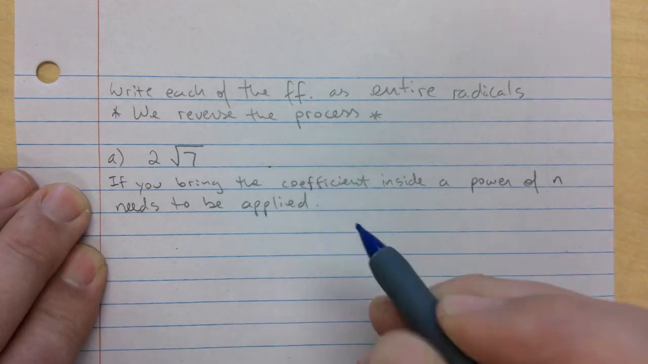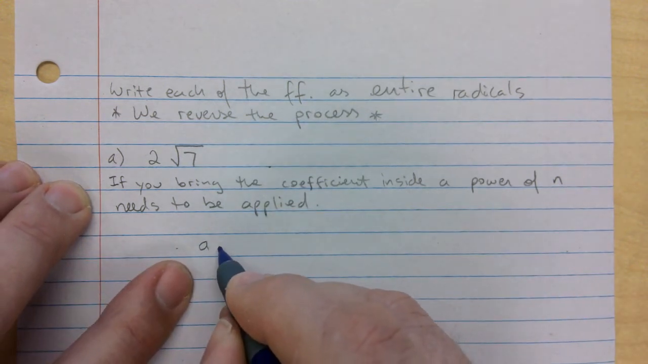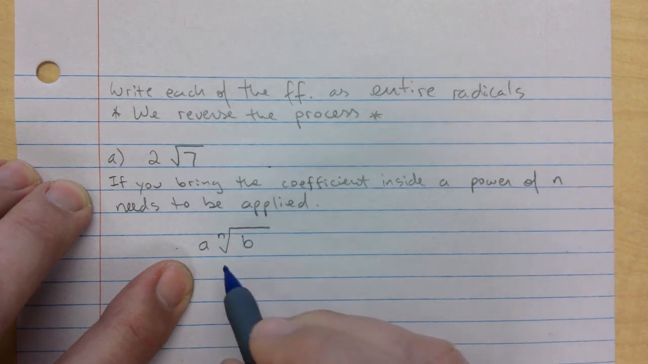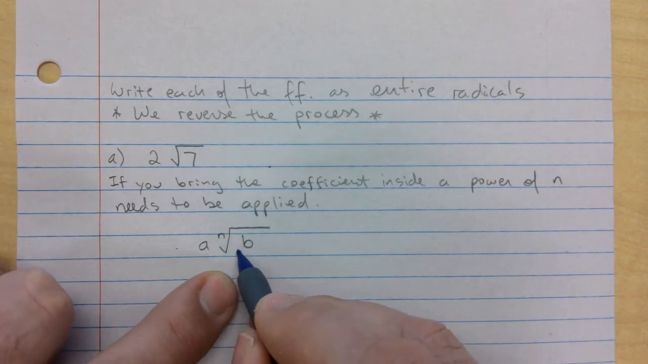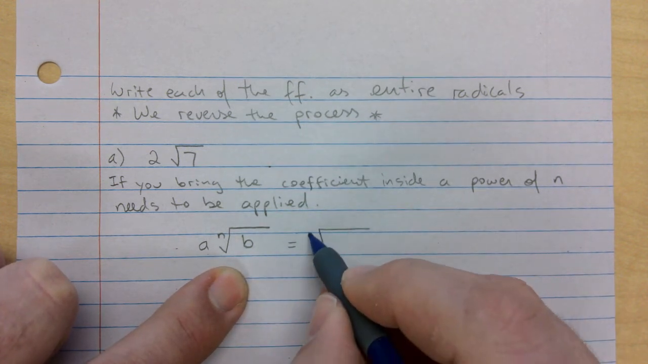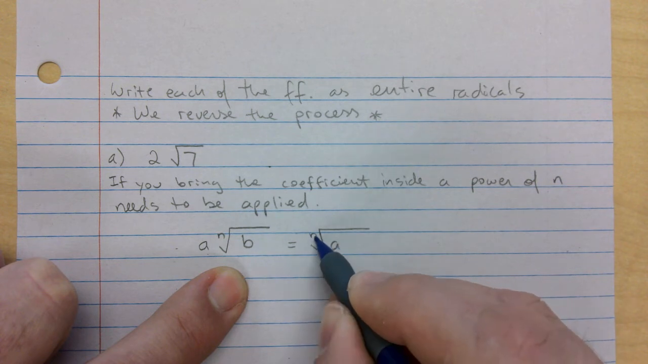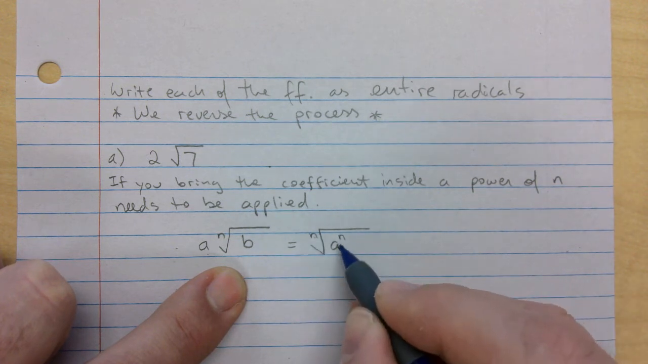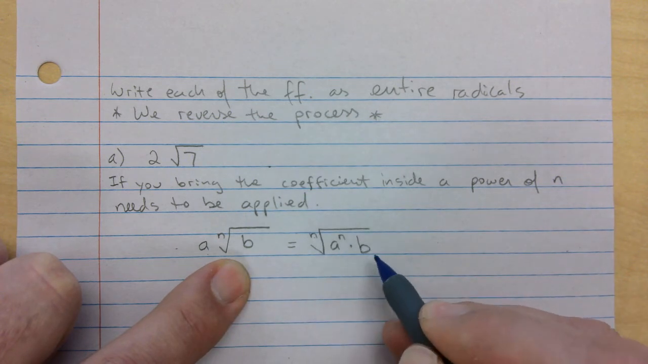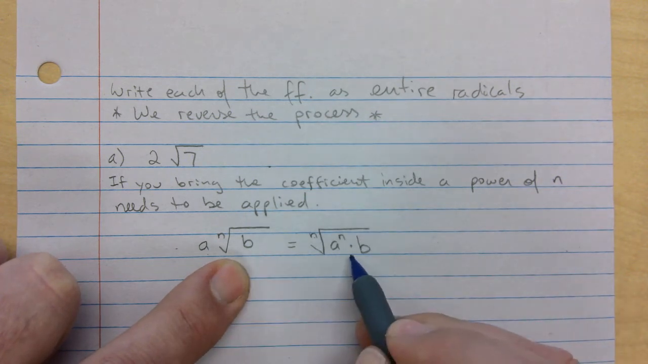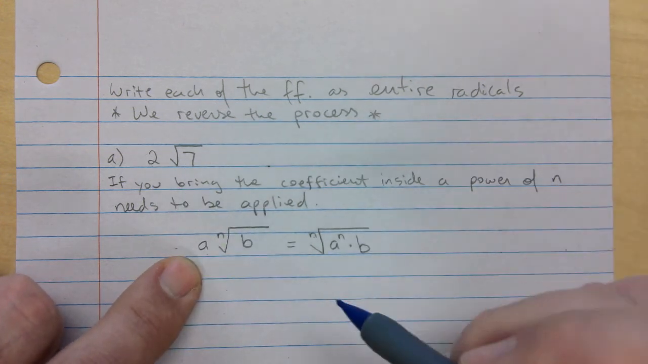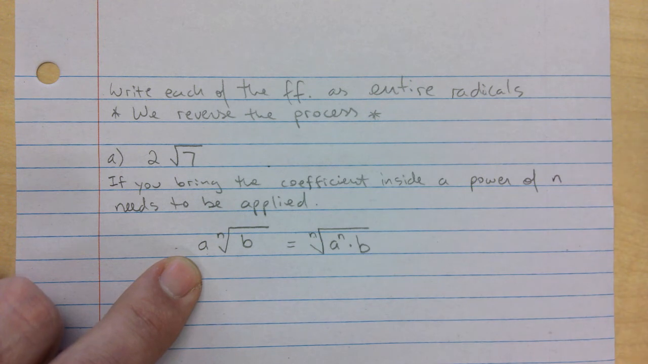Okay, very important. So let's say you have a root n of b like this. If you want to bring the a inside, you have to do the following. Whatever the index is, you apply that to that coefficient that you're bringing in, and then just multiply it by whatever is already inside. But you can't just bring the 2 inside without applying an exponent to it, a power to it. Okay?